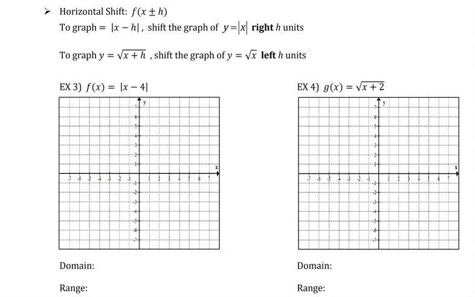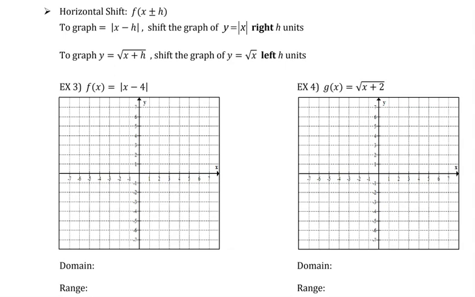Now, the weird thing about horizontal shifts is they do the opposite of what you think they should. So usually negative is to the left and positive is to the right. For shifts, though, you have to reverse those. So x minus h means that we're actually going to shift it to the right. X plus h actually means that we're going to shift it to the left.